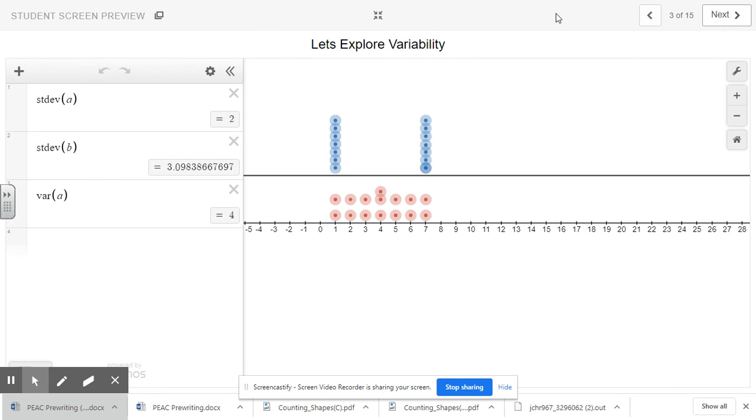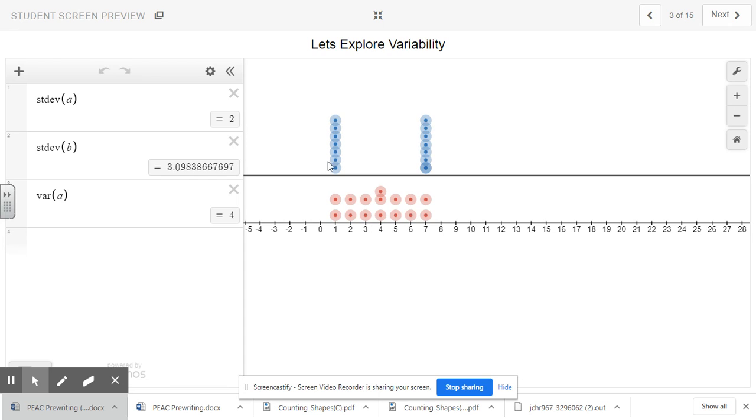Another common question is about variability. So here I have just a standard deviation showing, which is 2, and the variability of the blue, which is 3.09. So the A is the red stuff, right? The variability or the standard deviation is only 2. Why is the variability of the blue ones more? Looks to me like you only have 2 choices. Why is the variability more? Variability is more because they're more spread out.